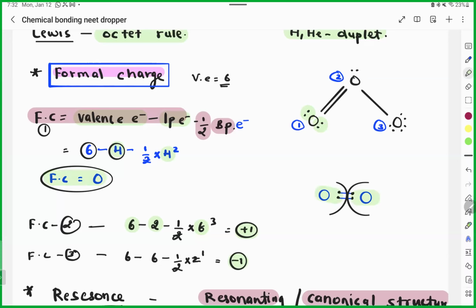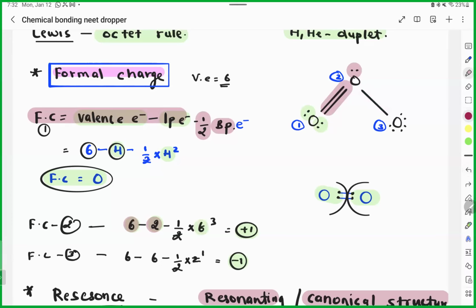Second atom, you can see in case of the second atom, for oxygen valency will be the same, 6. If you see lone pair, 2 lone pair electrons are given. Bond pair, 2 bond pair on the left hand side and 1 on the right hand side. Total 6 bond pair electrons, divided by 2.